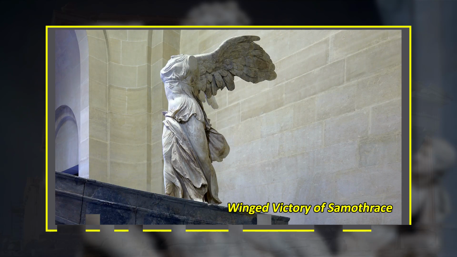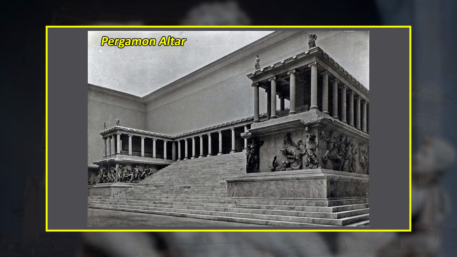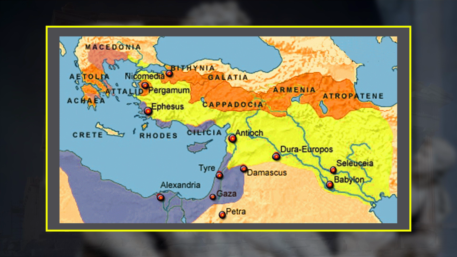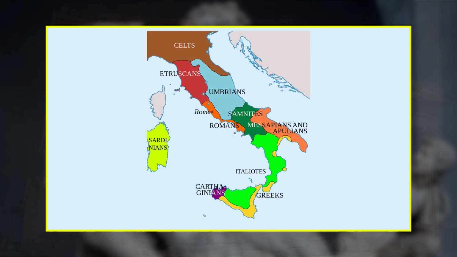The technical skill of the Hellenistic sculptors is also evident in works such as the Winged Victory of Samothrace and the Pergamon altar. In Alexandria, Antioch, Pergamum and other cities, new centers of Greek culture emerged, particularly in the field of sculpture. By the 2nd century, Rome expanded its authority and assimilated a significant portion of the Greek legacy and a growing proportion of its goods.